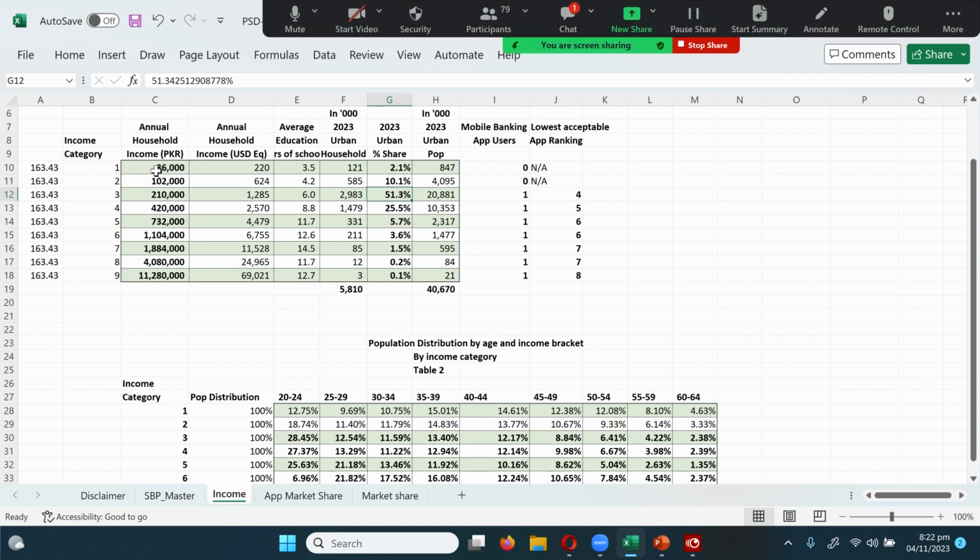Similarly, those people whose income is up to $70,000 a year, how many are they? They are 0.1% of the population. Those whose income is $25,000 a year are 0.2%. Those whose income is $11,000 are 1.5. Then 3.6, then 5.7, then 2.5, and so on and so forth, right?